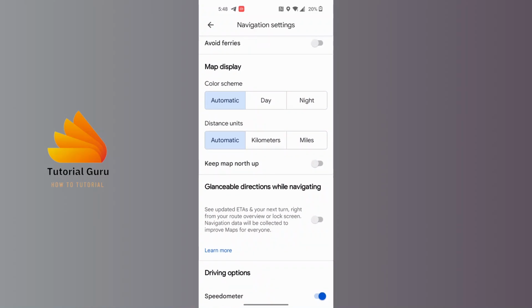So with that being said guys, tap on the toggle icon at the right side of that option to turn it on, and when it's blue it means that it is on. This is how to keep the north up on Google Maps.